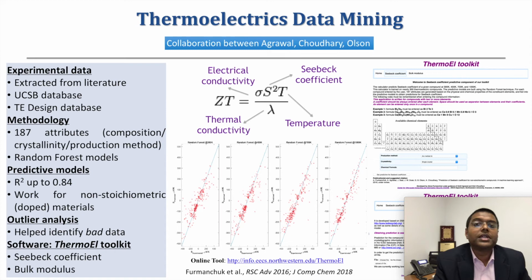And of course, papers. The third example I want to give is of thermoelectrics data mining. Again, similar workflow, just the property of interest is thermoelectric properties like Seebeck coefficient. The thing I want to highlight here is outlier analysis. So the way this data was collected was, it was extracted from literature.